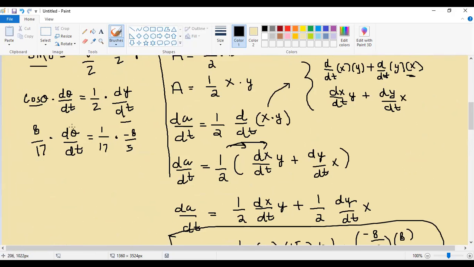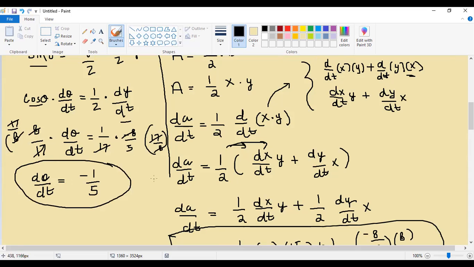And if we wanted to solve for d theta over dt, we could multiply both sides by 17 over 8, in which case these 17s would cancel out, these 8s would cancel out, and d theta over dt would be essentially equal to, we'd essentially be left with negative 1 over 5, and that's essentially going to be d theta over dt.